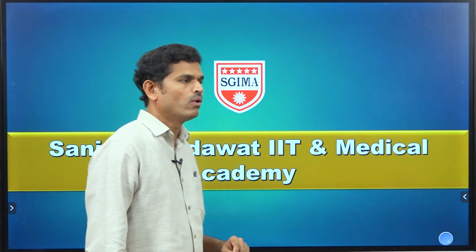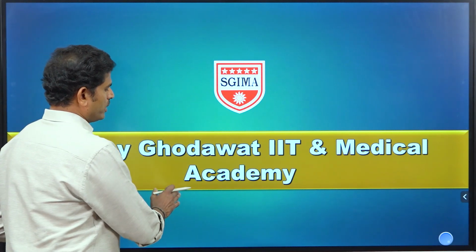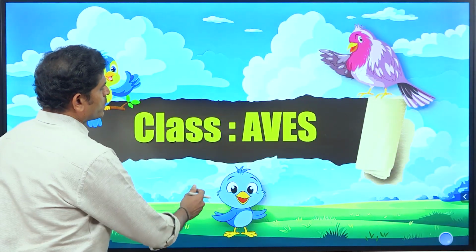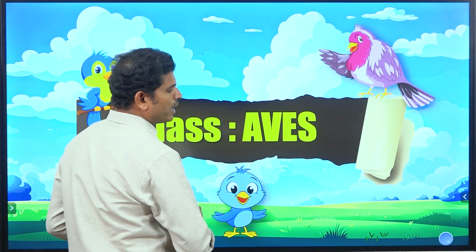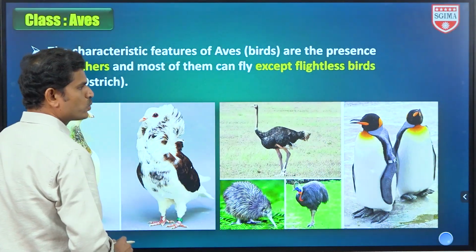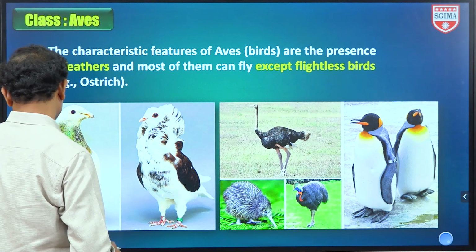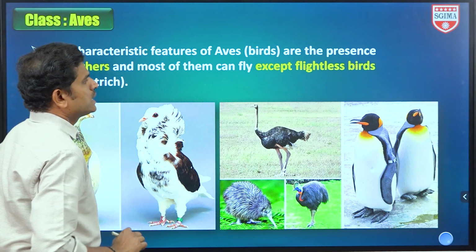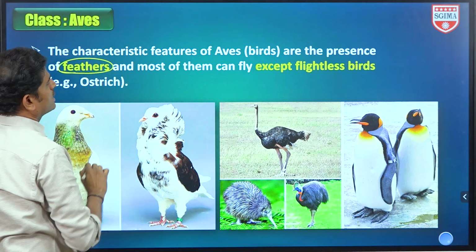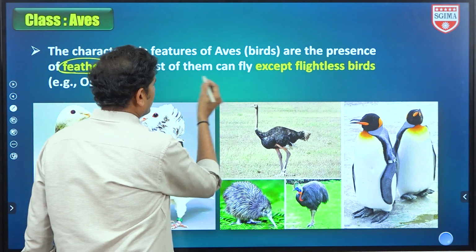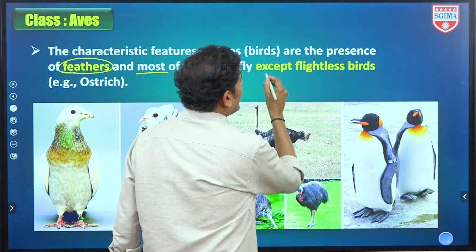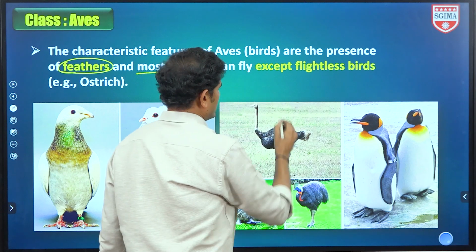Today, in this session, we are going to discuss one of the vertebrate classes, Aves. Aves means birds, the organisms which are suitable for flying or aviation. So, first slide, first point they have given: feathers. And most of them, this is also important, most of them can fly except flightless birds.